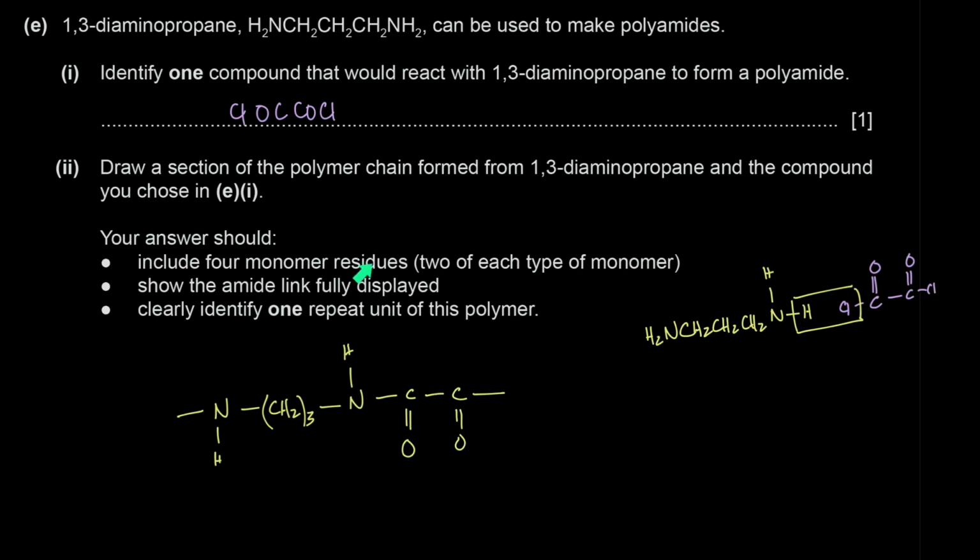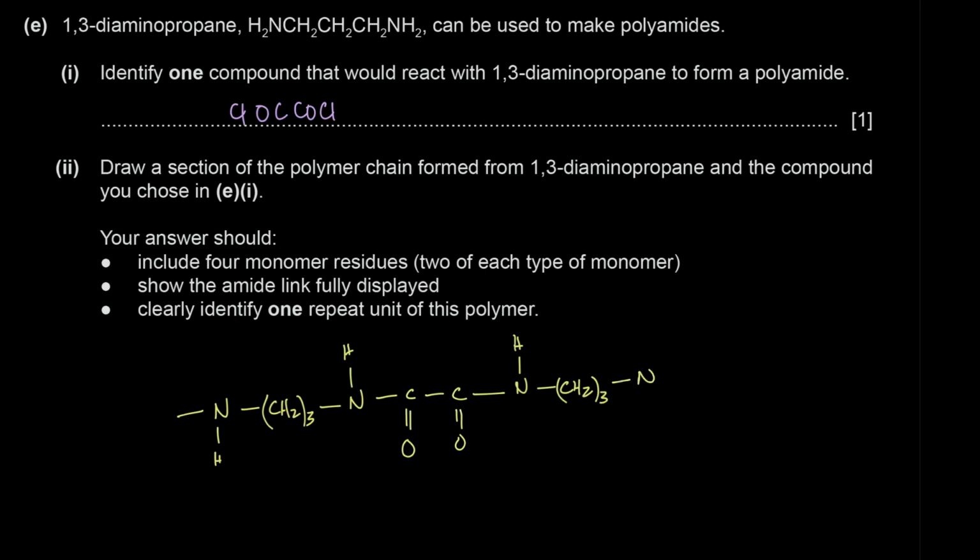Now they want 4 monomer residues, 2 of each type of monomer. Here we have 1 of each type, and if we show another repeat unit, we have an NH, then CH2 three times, then an NH, and again a C=O, C=O, and now this is repeating itself. Here we can clearly see a single repeat unit. This is what's repeating itself, and this unit then repeats again over here. So I've shown 2 repeat units, and I've clearly identified 1 repeat unit in this structure.